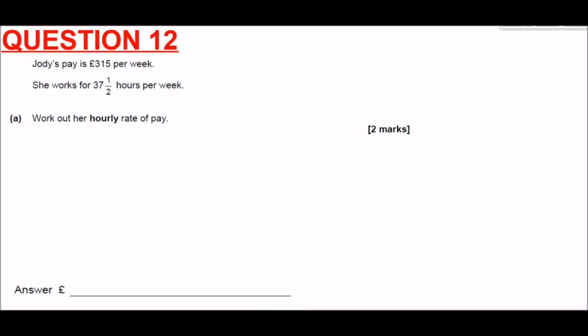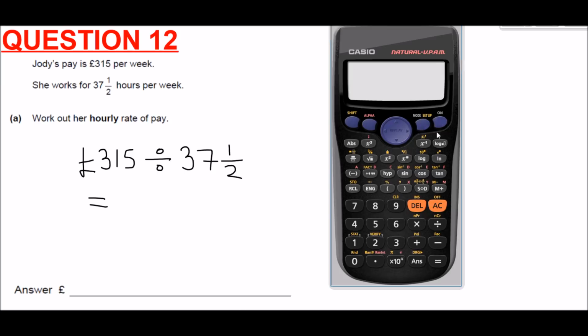Question 12. Jodie's pay is £315 per week, and she works for 37.5 hours per week. Now, I need to work out her hourly rate of pay. So I'm going to use this as an opportunity to show you how you can use the mixed number function on your calculator. The calculation to work out her hourly rate of pay would be 315 divided by 37.5. So I'll show you now how to do that.